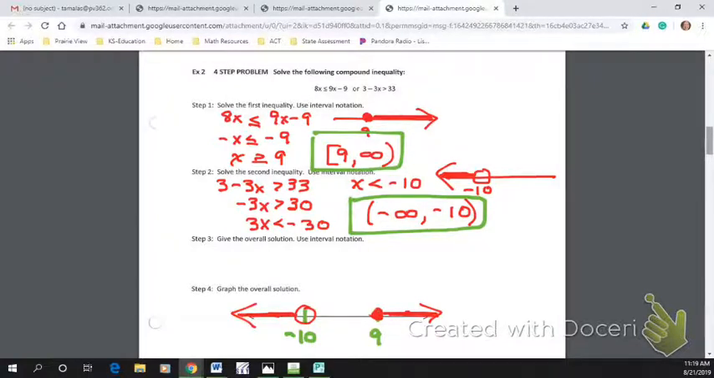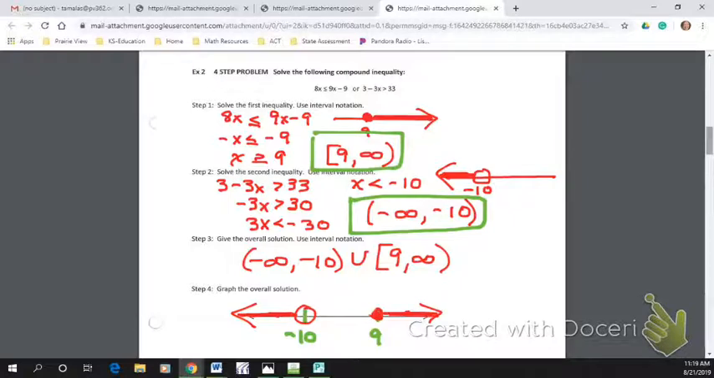So it may be helpful to draw the graph on your paper before you type in step 3, the interval notation. Okay, so now to write my interval notation, I'm basically doing interval notation for this. So on the left-hand side, what do I have? Negative infinity to what? Negative 10, unioned with, bracket, 9 to infinity. Okay, so that's the answer to step 3. That's the answer to step 4.